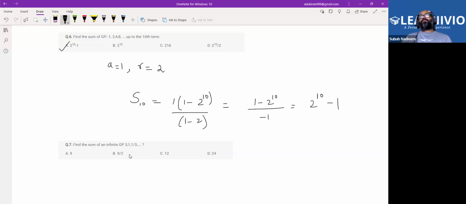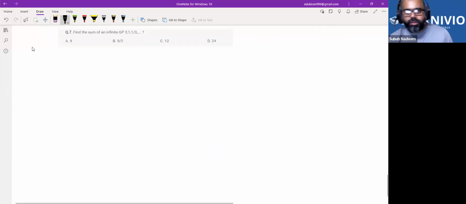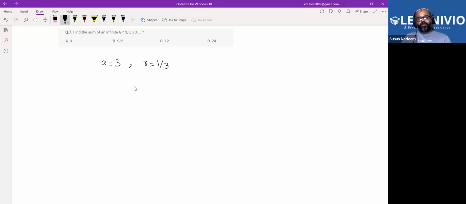Sir, I'm getting 9 by 2. 9 by 2, okay. So how did you approach this question? Can you tell? Sir, I wrote A is equal to 3. Okay. Then R is equal to 1 by 3. Okay. Then S infinite is equal to A by 1 minus R, which is 3 by 1 minus R, which is 1 by 2... 3 by 2 by 3. Yeah, correct. Then I got 9 by 2. Yeah, fine. So that option will be our answer.